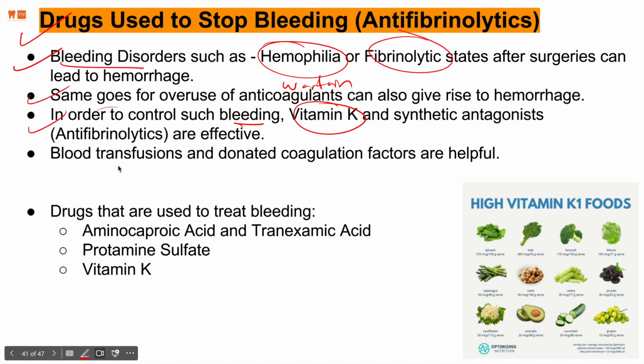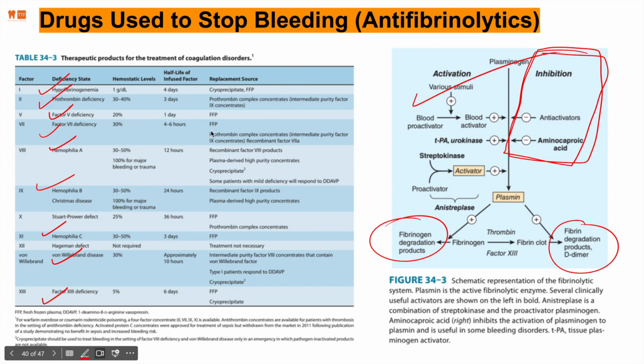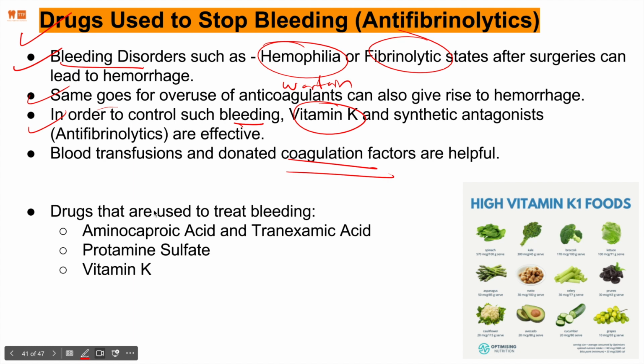Blood transfusion and donated coagulation factors. If you look at this chart, these are all coagulation factors. So recombinant factor product, right? These are basically used. These FFPs are also factor products. These are donated blood, basically. Drugs that are used to treat bleeding include, of course, vitamin K and protamine sulfate. This reverses warfarin. This reverses heparin.